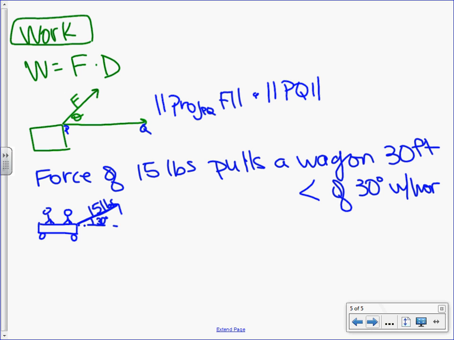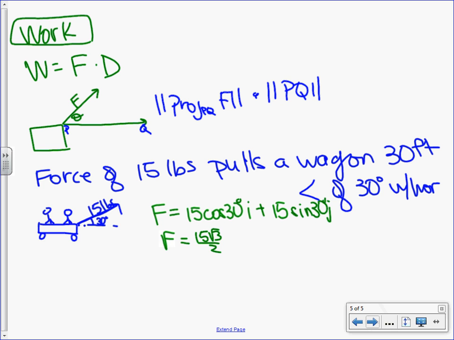So let's talk about this vector right here. What's our force vector? Parallel components. So 15 times the cosine of 30 i plus 15 times the sine of 30 j, which is what? This is F.